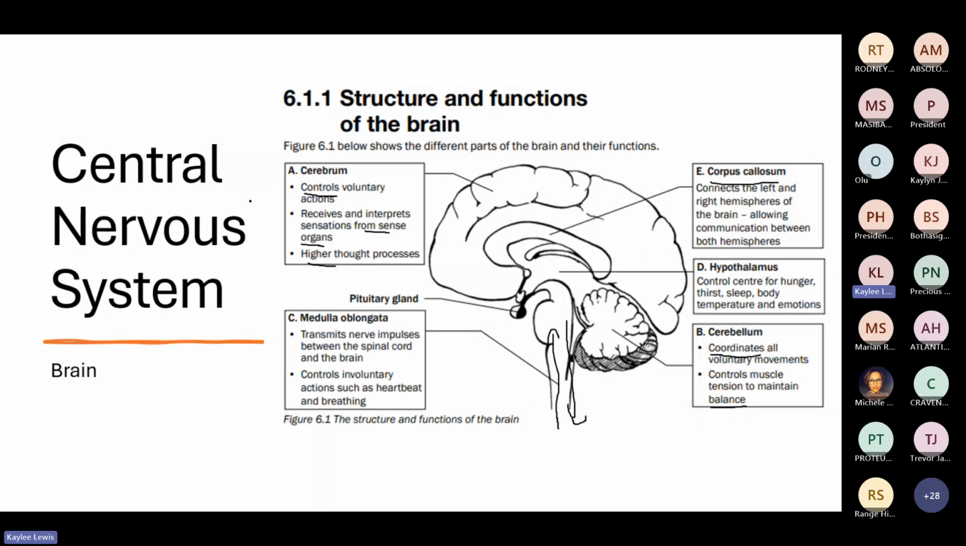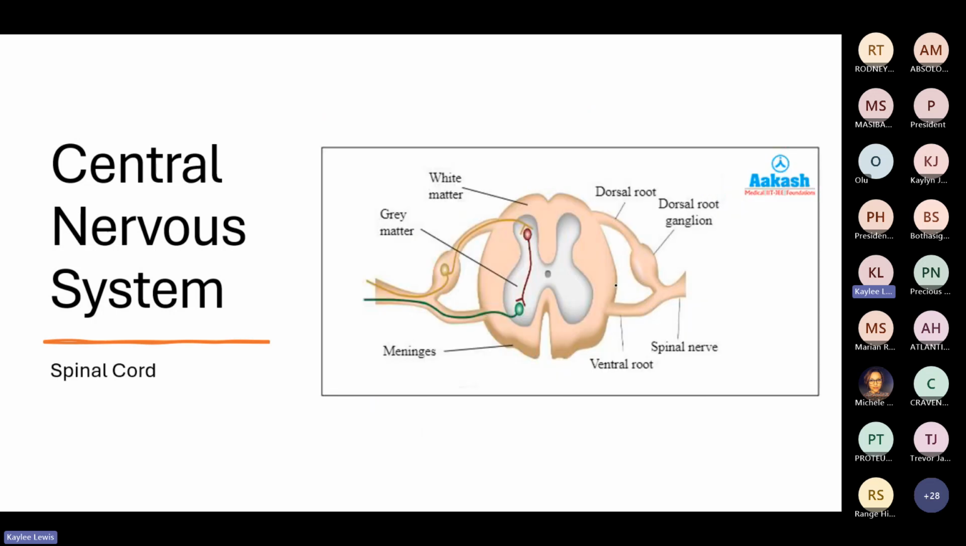But the medulla oblongata also controls involuntary actions, such as your heartbeat and breathing. And then we've got the hypothalamus, and the hypothalamus is a control center for hunger, thirst, body temperature, and emotions. All right, so that's the structure of the brain. Like I said, please know how to label it and what the different functions are.